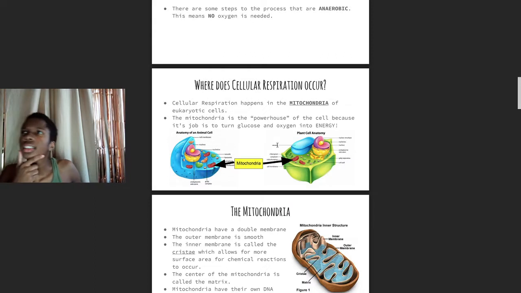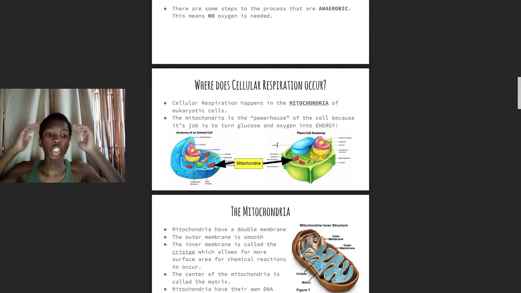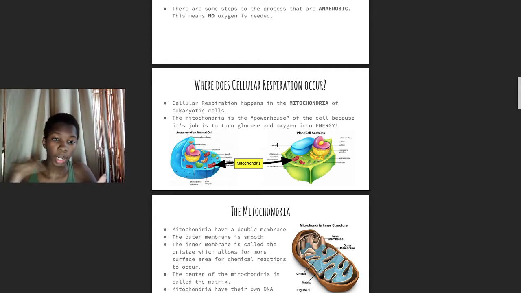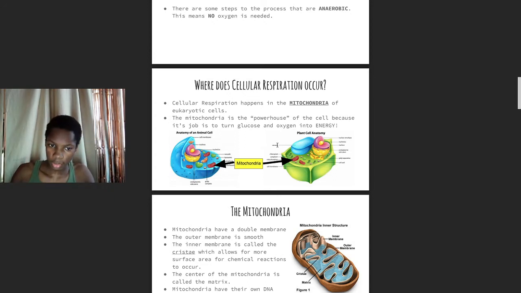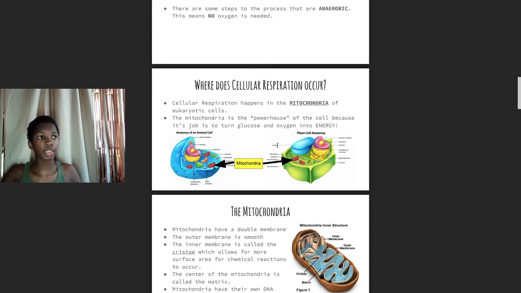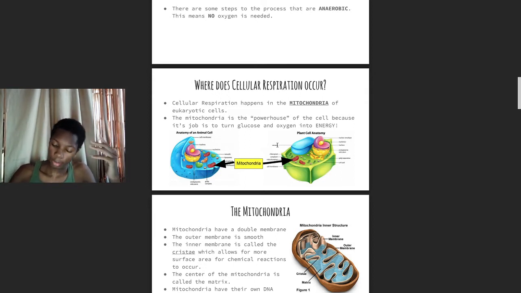Where does cellular respiration occur? Well, cellular respiration happens in the mitochondria of the eukaryotic cell. And the mitochondria is the powerhouse of the cell, as I just said, because that's just common knowledge you need to know. And the job of the mitochondria is to turn glucose and oxygen into energy. It's just that simple.